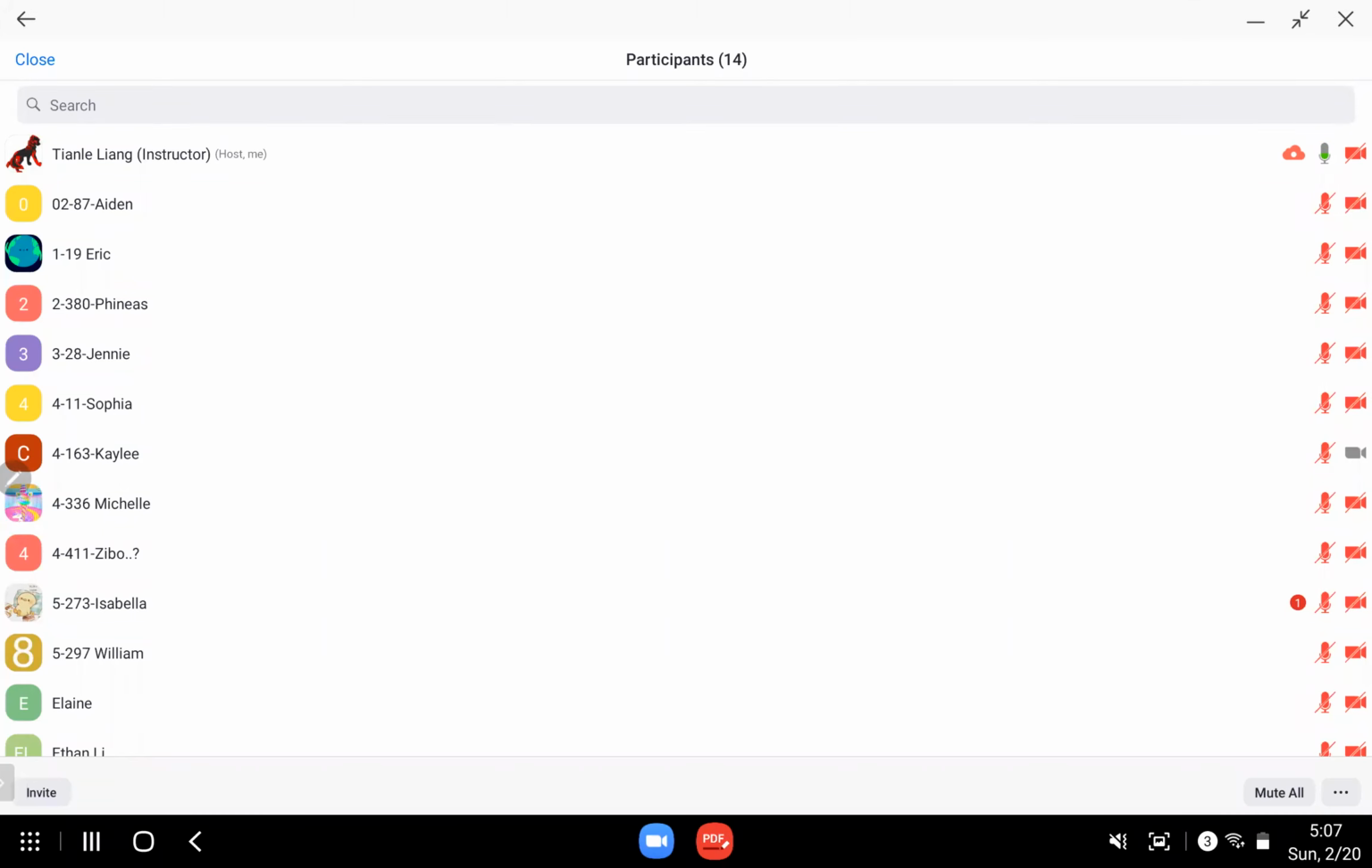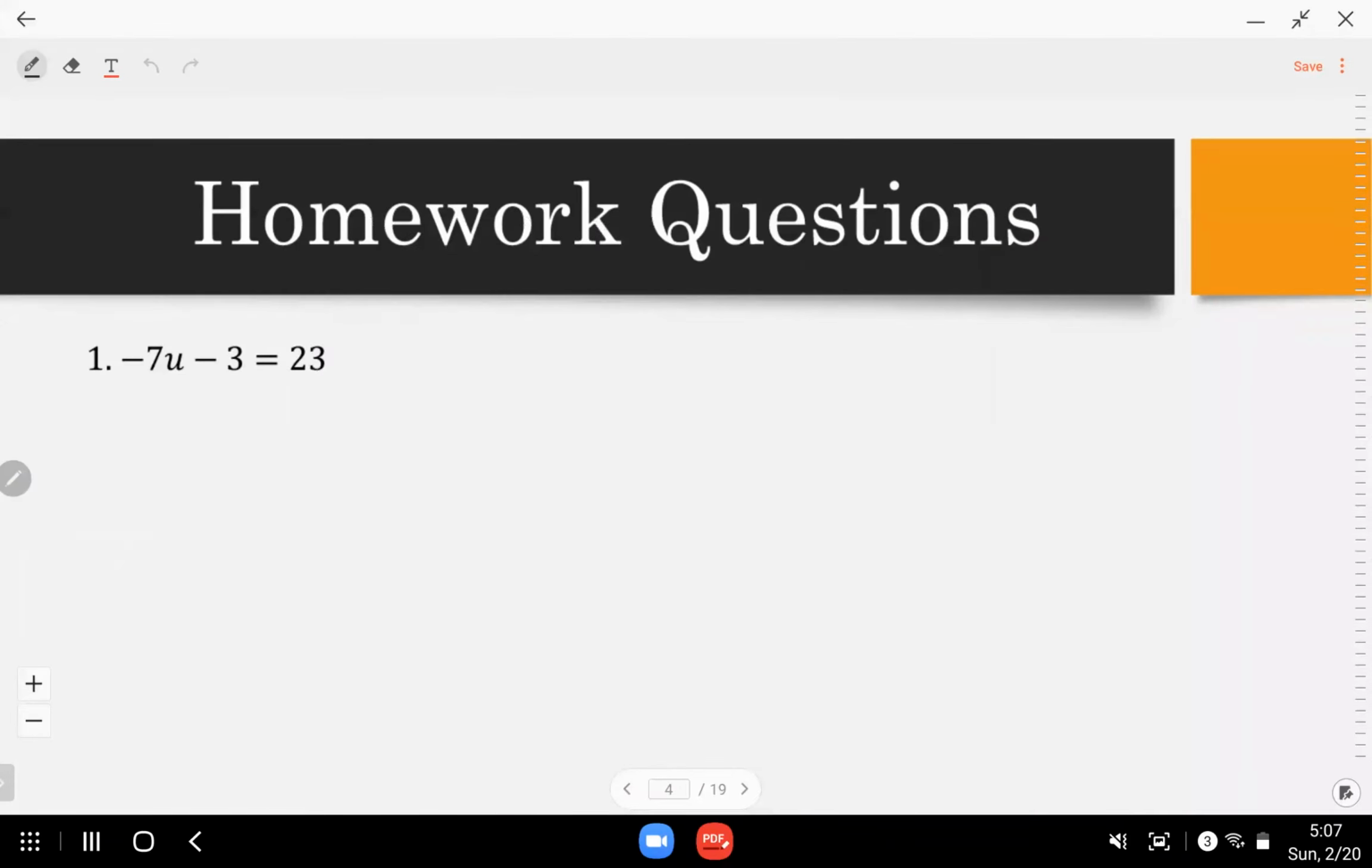Everybody, if you can, unmute yourself, and you guys are going to tell me what the first step is. This is all review. What's our first step? Add 3 to both sides. Add 3 to both sides. Very good, whoever said that. So why do we add 3 to both sides? Because we want to get the variable by itself, so we could start by adding 3 so it can cancel out. Yes, very good.